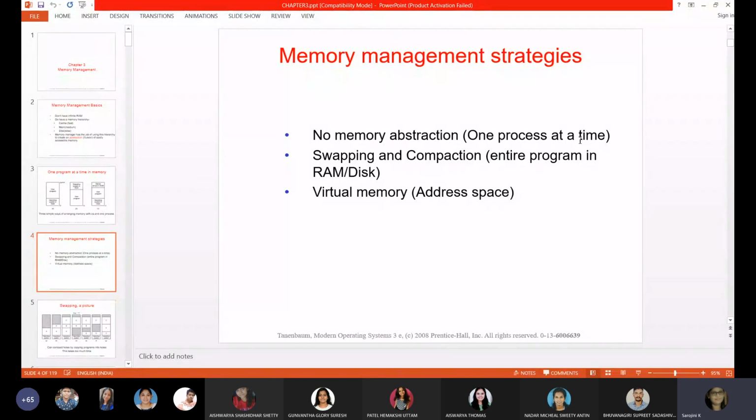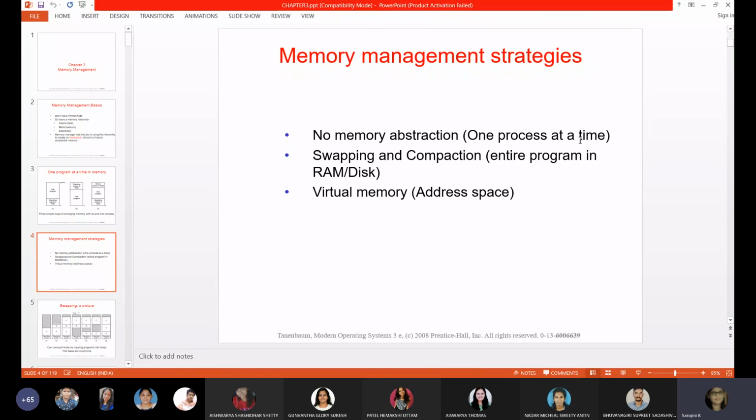When you look at memory, you are talking about memory management. Here we are talking about only main memory. The operating system has another service, which is called disk management. There we will study how the disks are managed by the operating system. Here we are seeing only how main memory will be managed by the operating system.